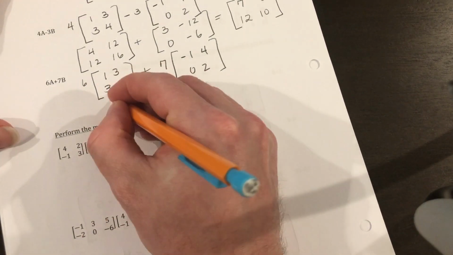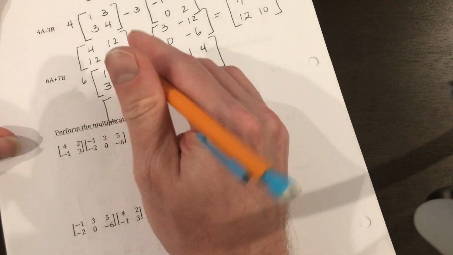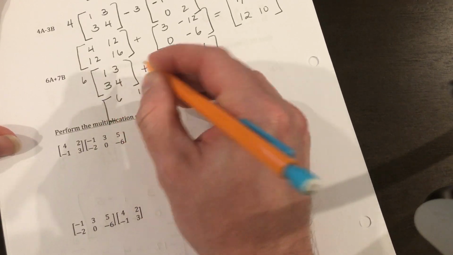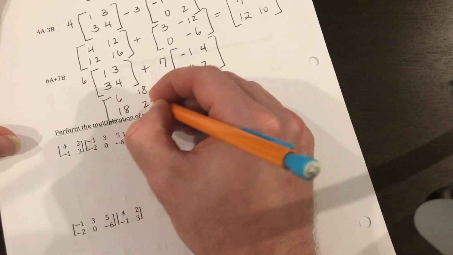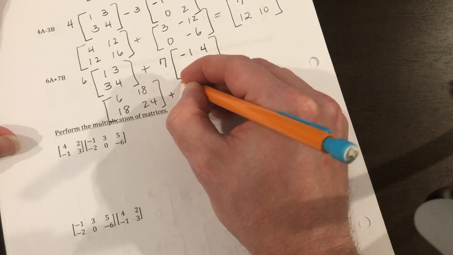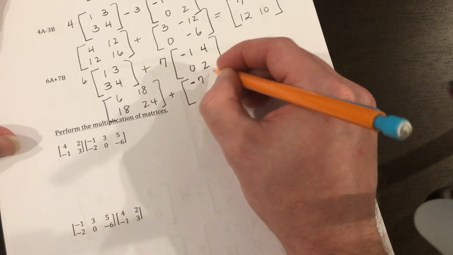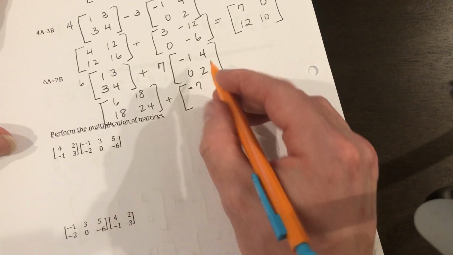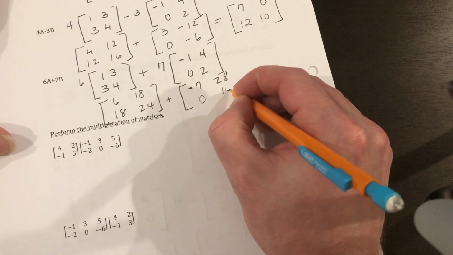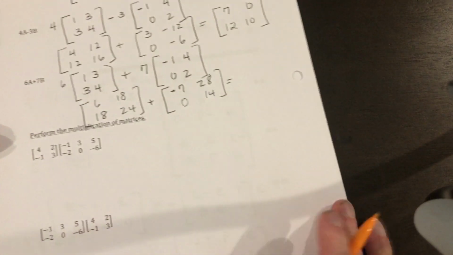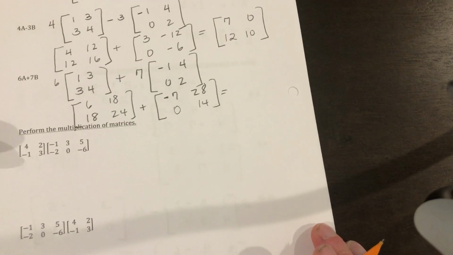Okay, so distribute that 6 out to everything. So 6, 18, 18, and 24. Negative 7, 28, 0, and 14. Okay, so we add these together.